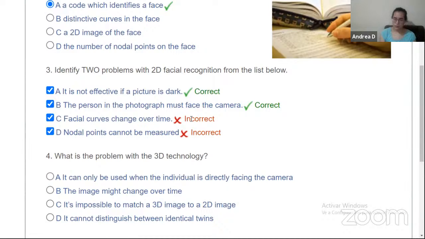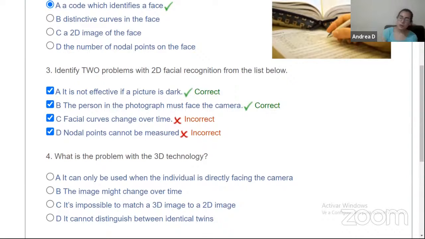What's one problem with the 3D technology? Option D, maybe. You can distinguish, right, between twins. Andrea, what do you think? I think the option C. Option C, it's impossible to match a 3D to a 2D image.